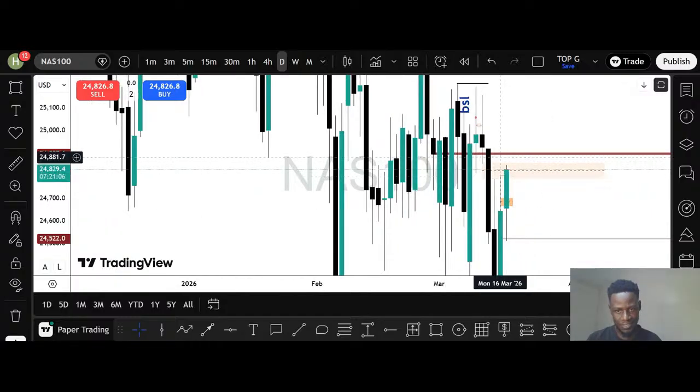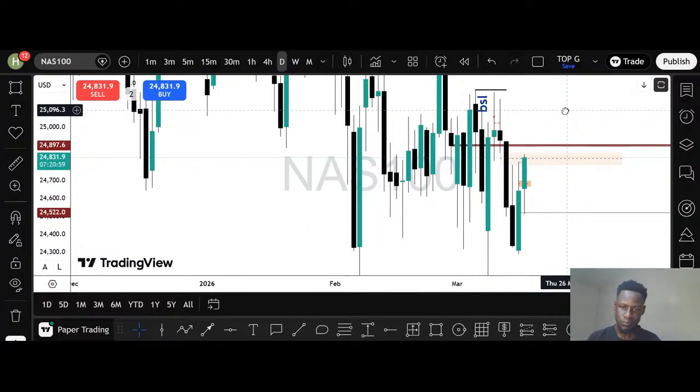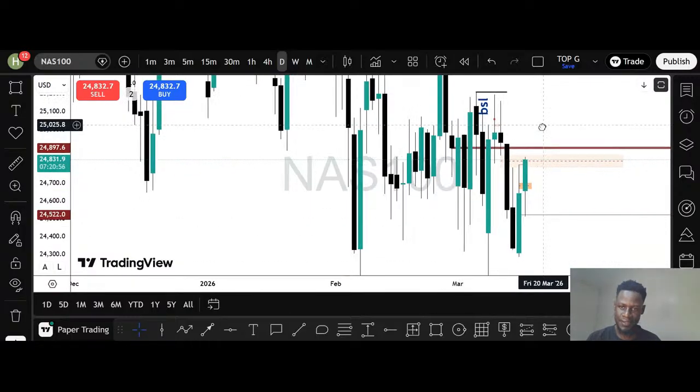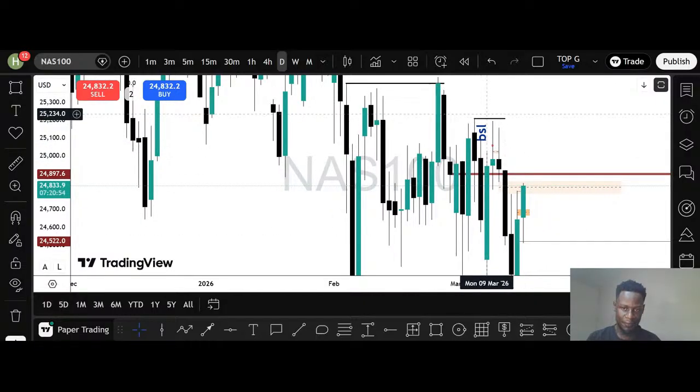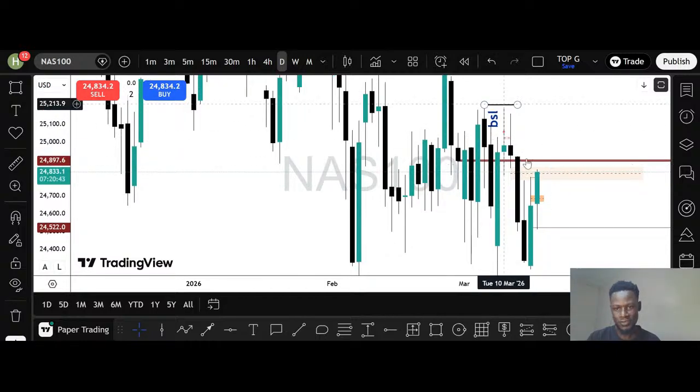Or is this level really going to hold now that we've taken out Monday's high? So if we happen to break higher, then probably we'll be coming for these levels. But I don't want to believe that's what it wants to do. But if at all it's going to do that, then if at all we are going to be bullish, then these levels here. But for now, let's watch and see how this CB price is going to react to this CB.